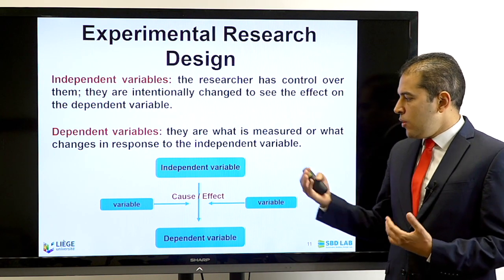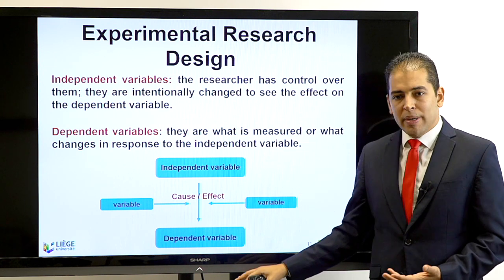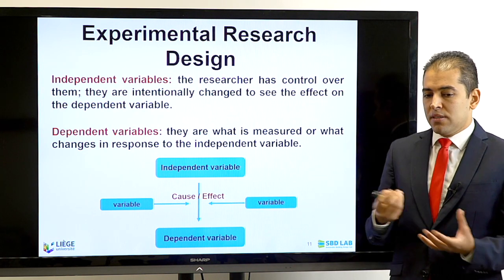So it's very important when we define this relation that we have defined our independent variables and our dependent variables in order to be able to investigate a cause-effect relation.